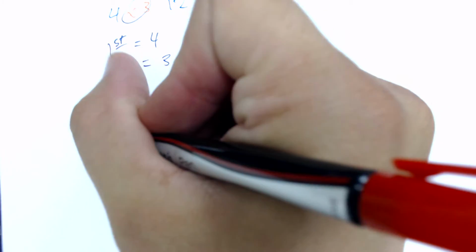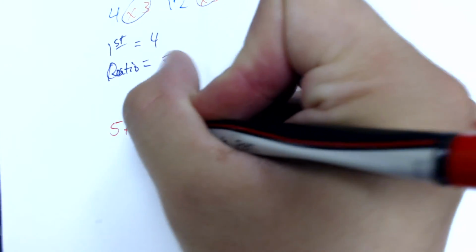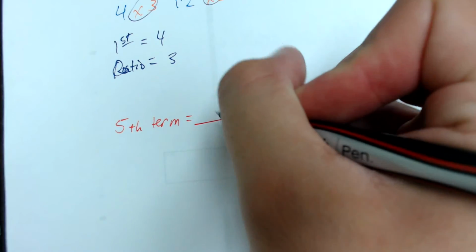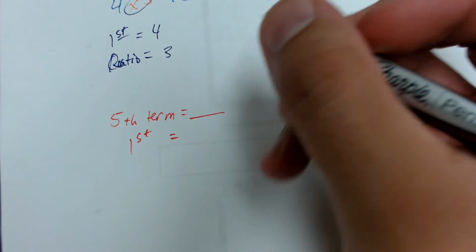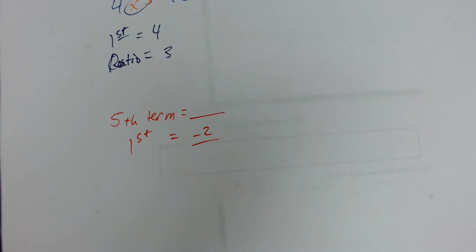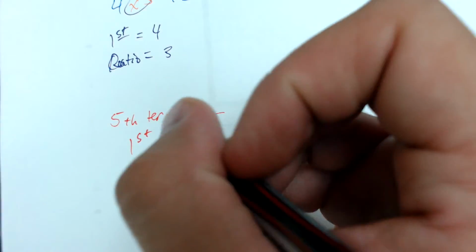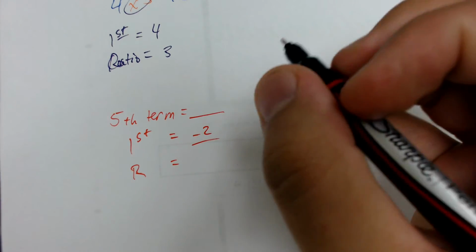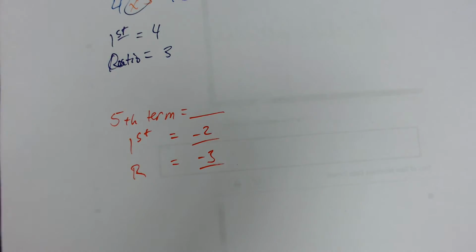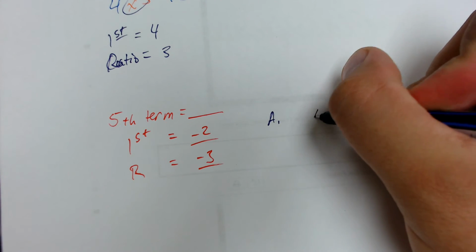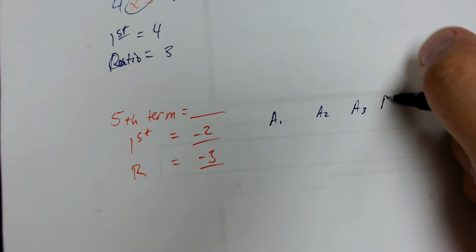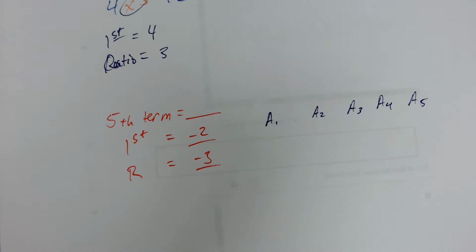We're told to find the 5th term in a geometric sequence whose first term, A sub 1, is equal to -2, and the common ratio is equal to -3. So what we're going to do is, we'll just make a map of it. We'll have A sub 1, A sub 2, A sub 3, A sub 4, A sub 5.